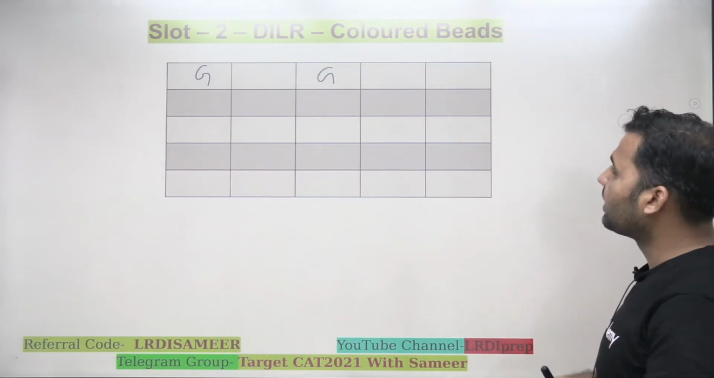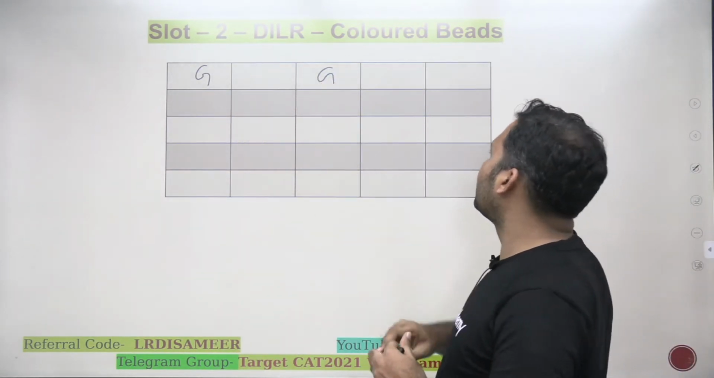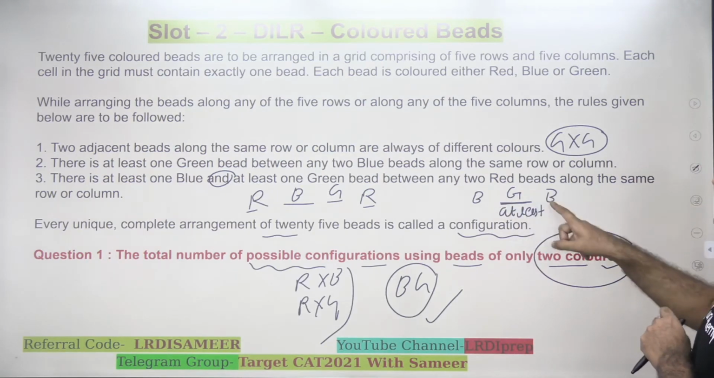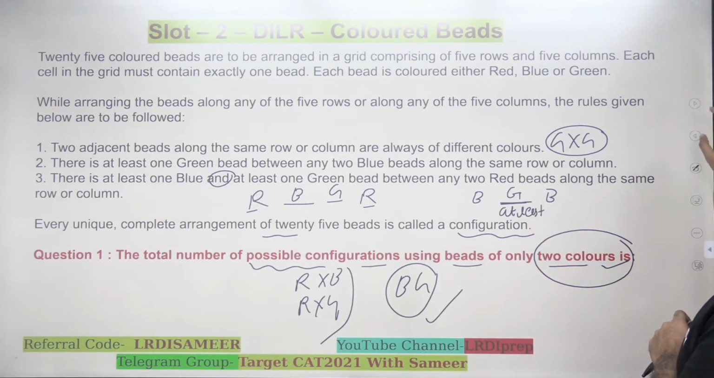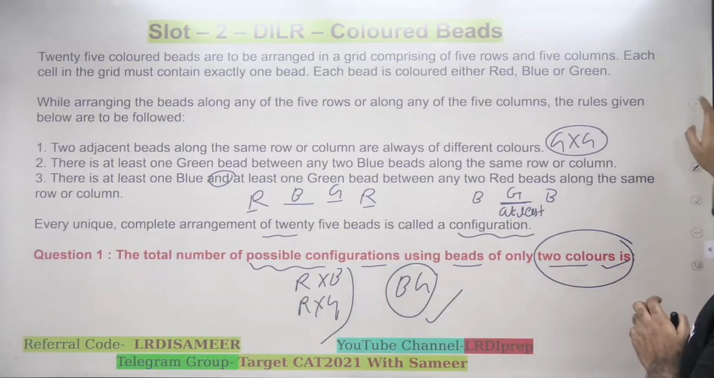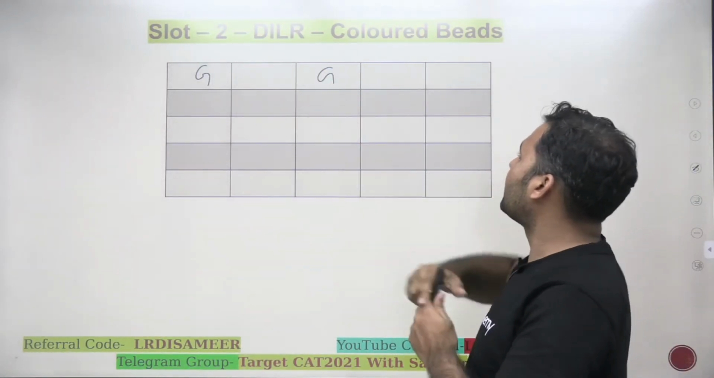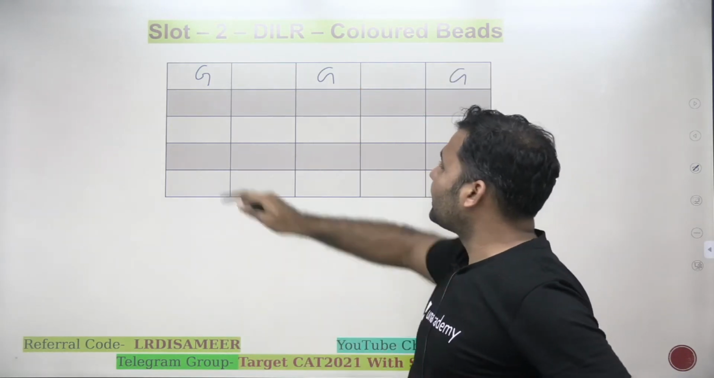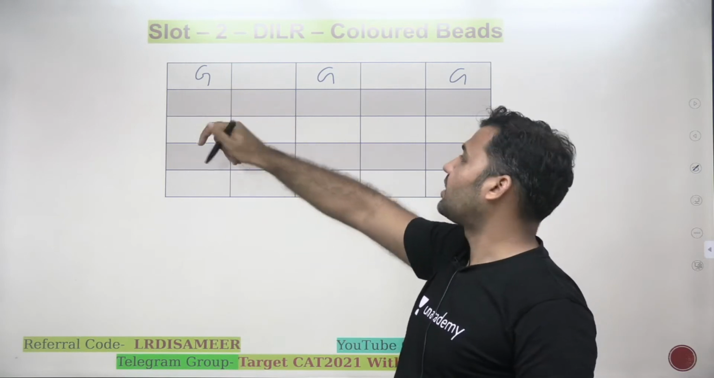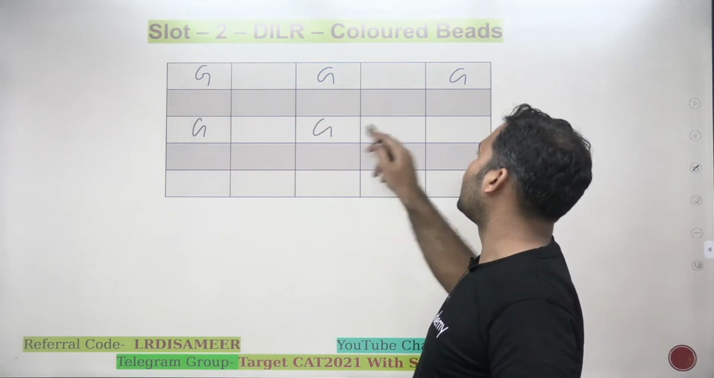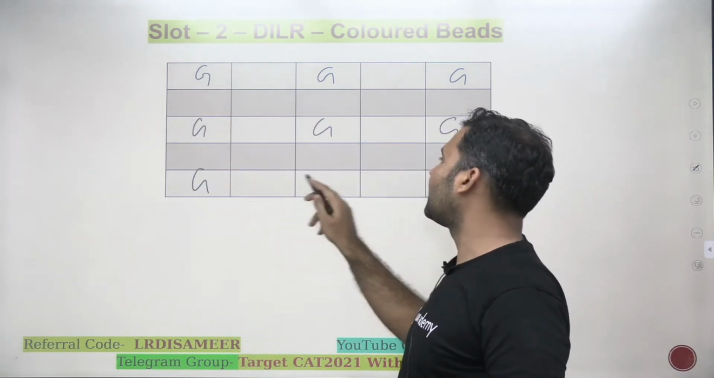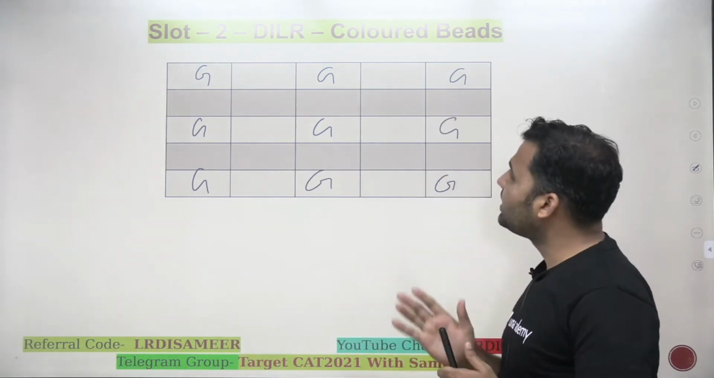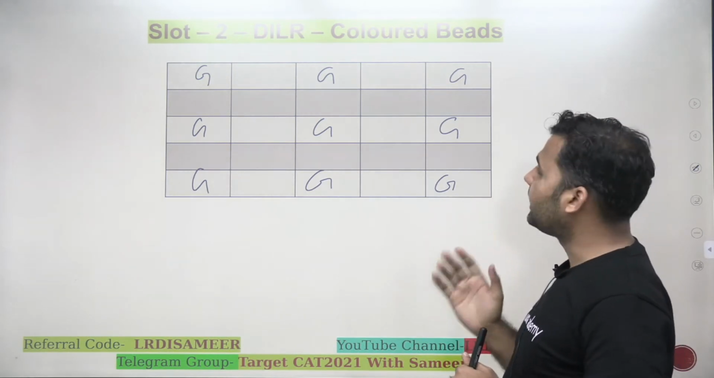Now, blue and green. To satisfy the condition that between any two blue I need at least one green, let's use this. If I'm placing green here, then green here, because two blues cannot come together. Then can I place green here? No, two greens cannot come together. I need to place green here, here, and here. Two adjacent cells cannot have the same color bead. So the only possibility for green would be this.